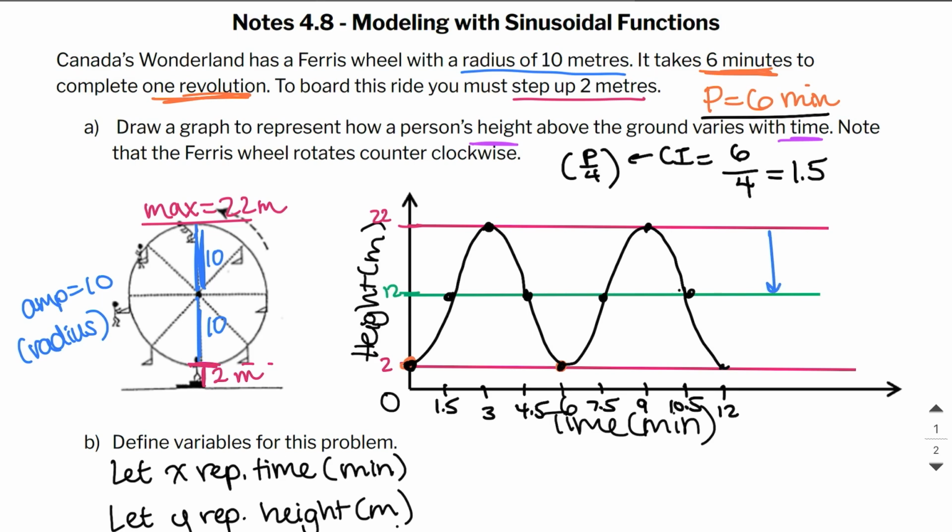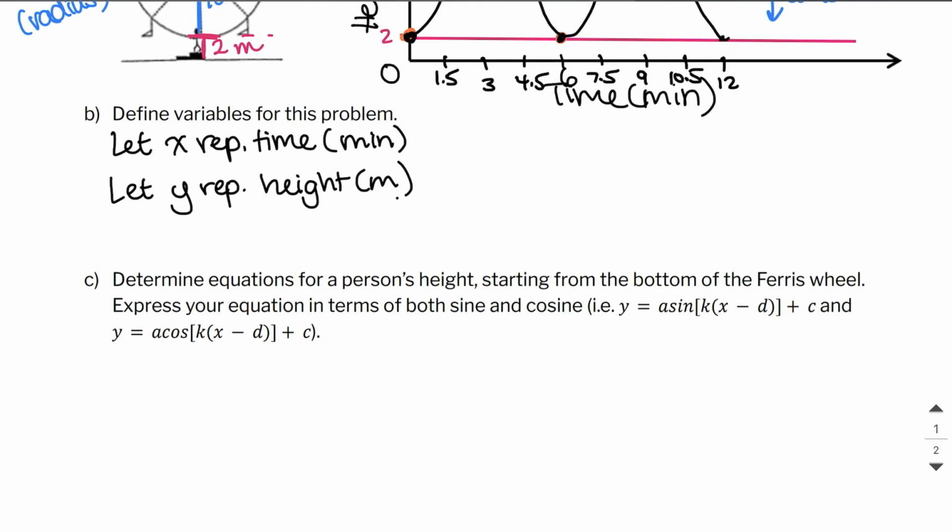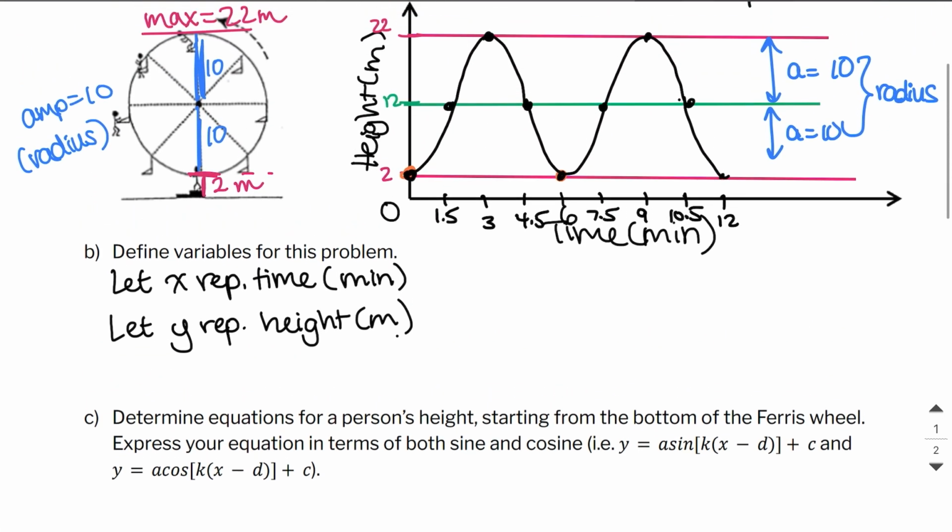Now, just a reminder that our amplitude is 10, and that represents the radius of the wheel. Okay, so next it asks us to determine equations for a person's height starting from the bottom of the Ferris wheel. Express your equation in terms of both sine and cosine.